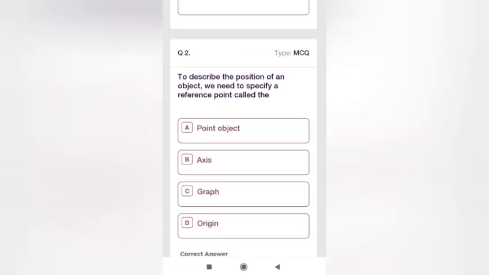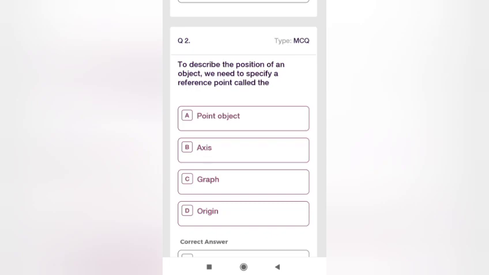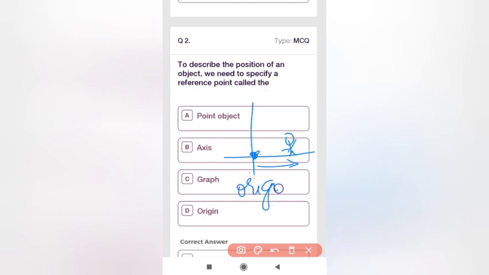Next question. To describe the position of an object, we need to specify a reference point called what? See, when we take an object, we need to take a reference point. If you take a graph and say that a person is moving from this reference point and he is reaching this point, the motion is taking place from here to here. This reference point we call the origin. This is the x-axis and this is the y-axis. So option D is the correct answer.